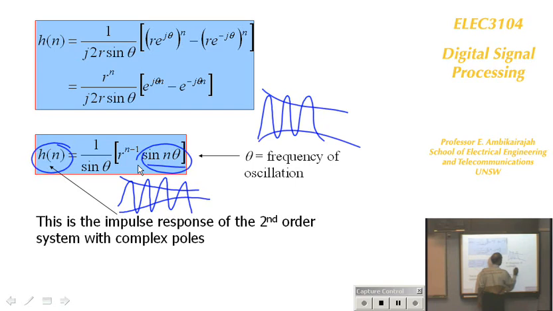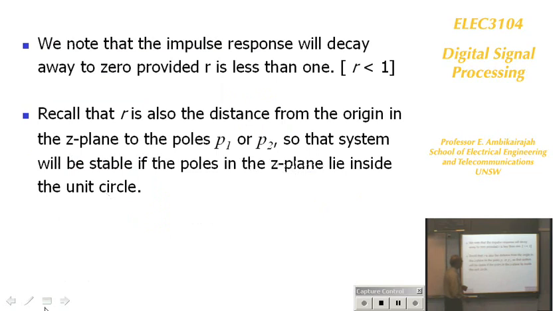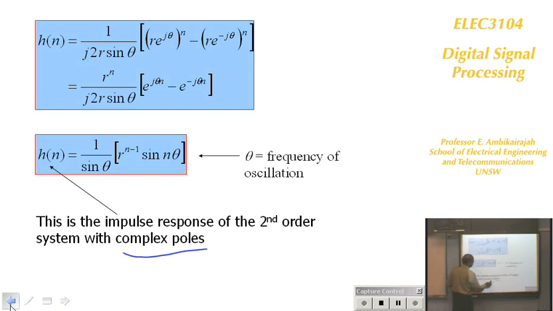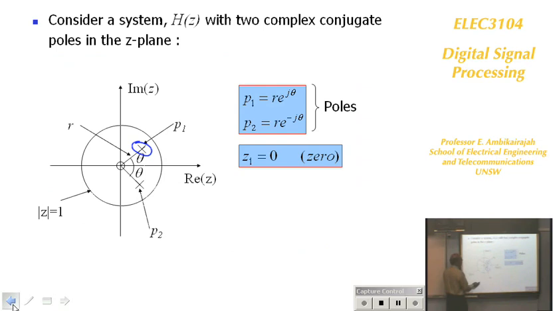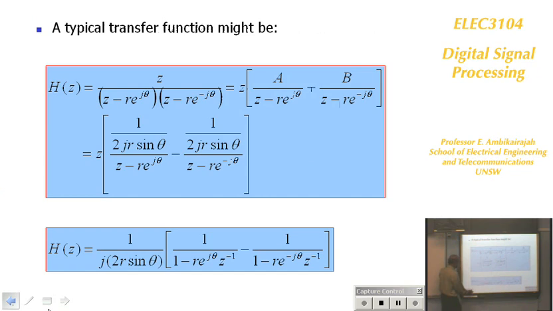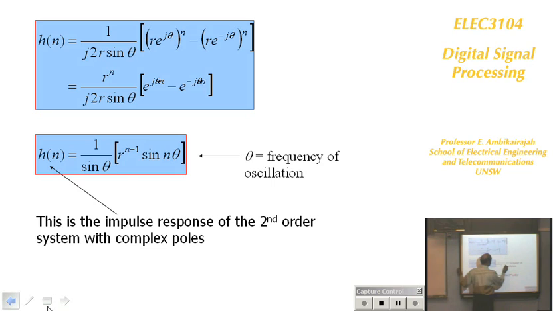If you have a decaying sine waveform like that, it's called a resonant system, which means it's a bandpass filter. Again, we will touch upon this later on. So the resonance will come in only when you have a complex pole, which is what you had, a complex pole. If you have a complex pole, we have a resonant system. What does that mean? It's a decaying sine waveform at one particular frequency. This theta is called the frequency of oscillation.